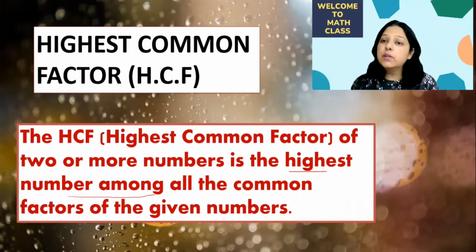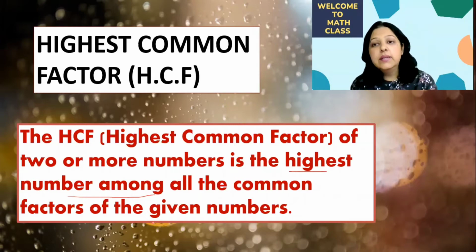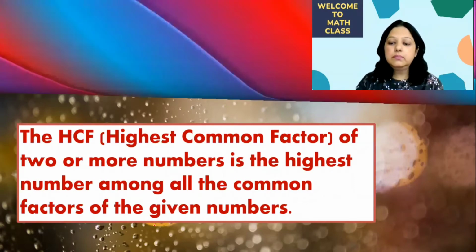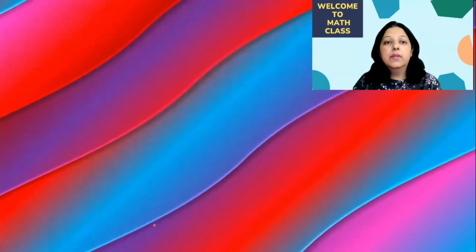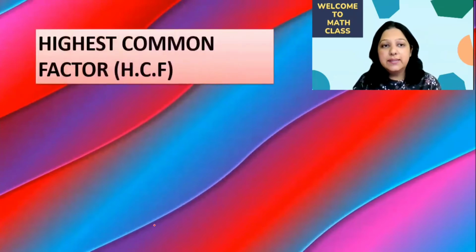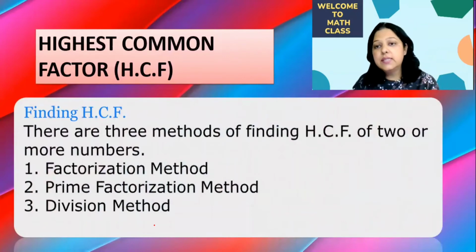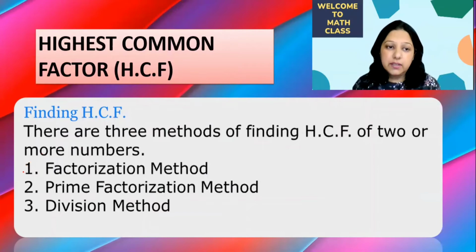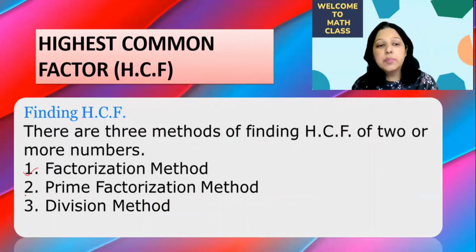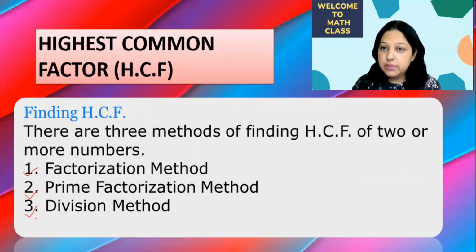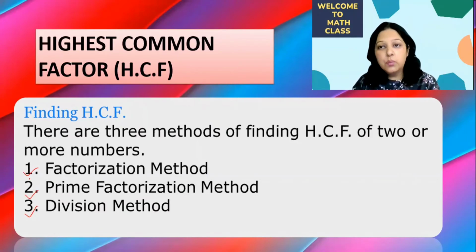So highest common factor can be calculated in different ways. So let us discuss the different methods to find the HCF. There are basically three methods to find HCF of two or more than two numbers. First is factorization, second is prime factorization method, and the third is division method. Now let us discuss one by one.